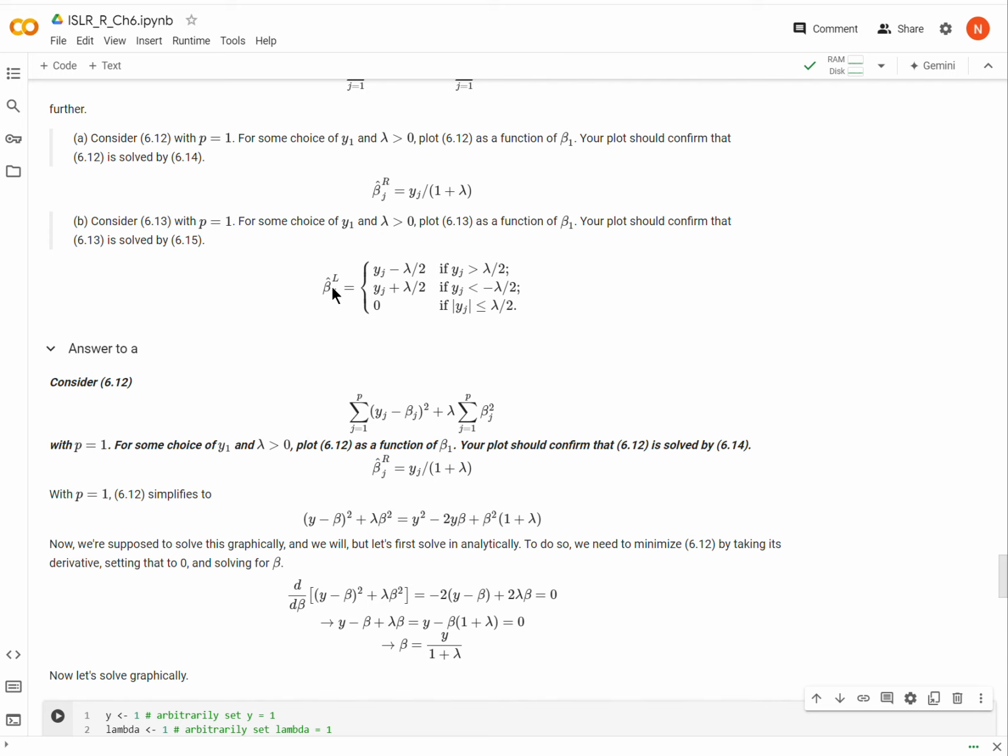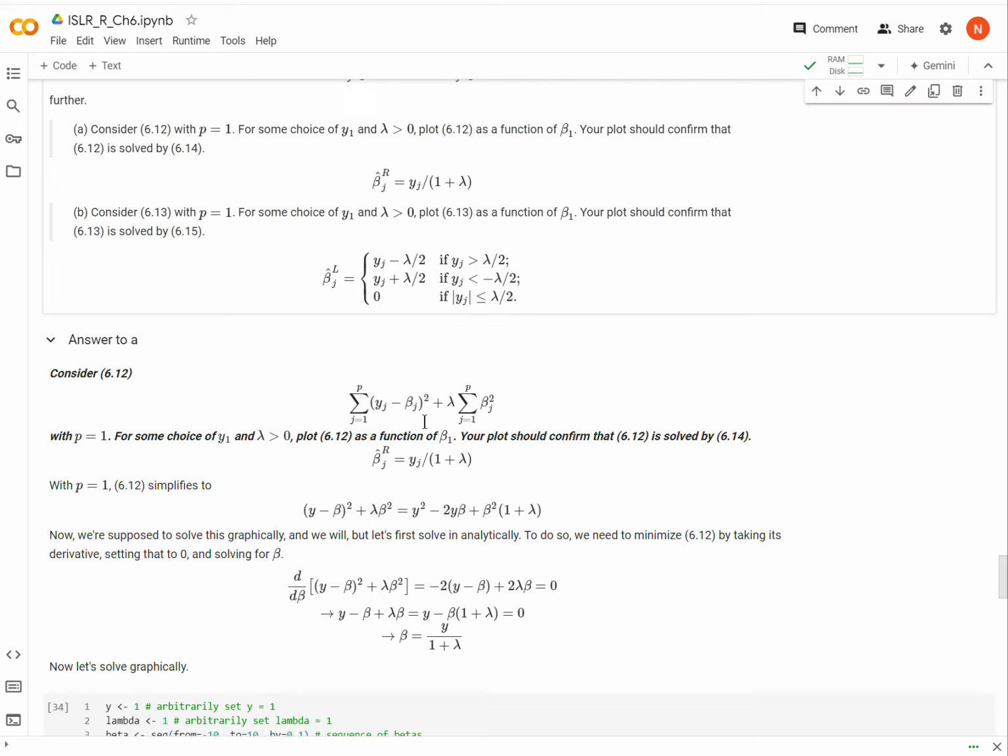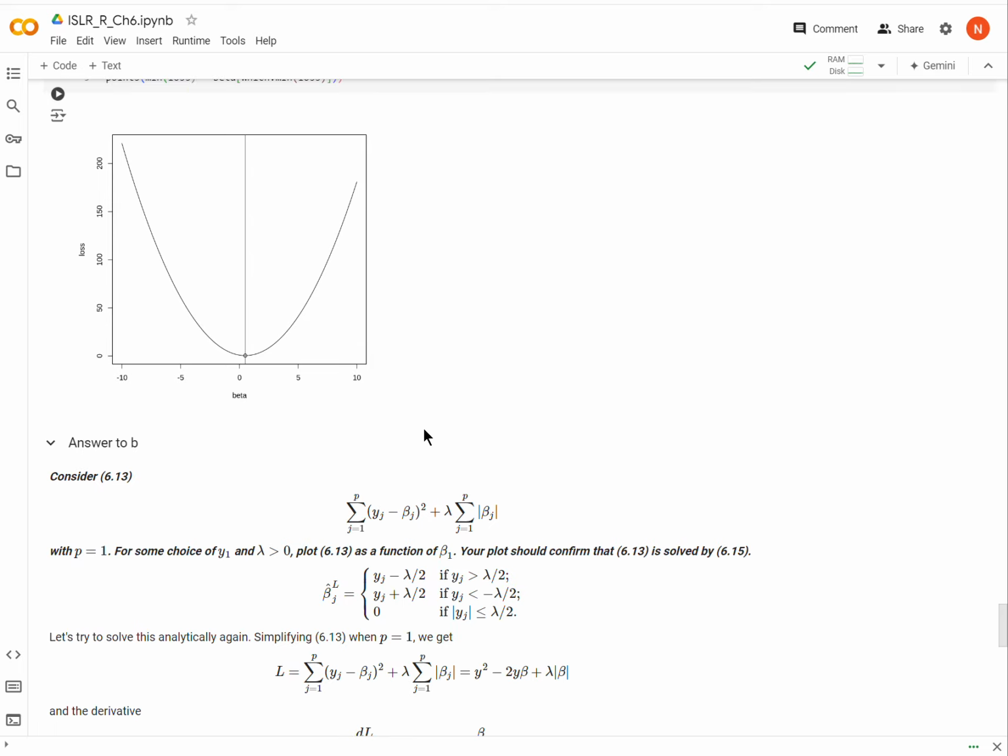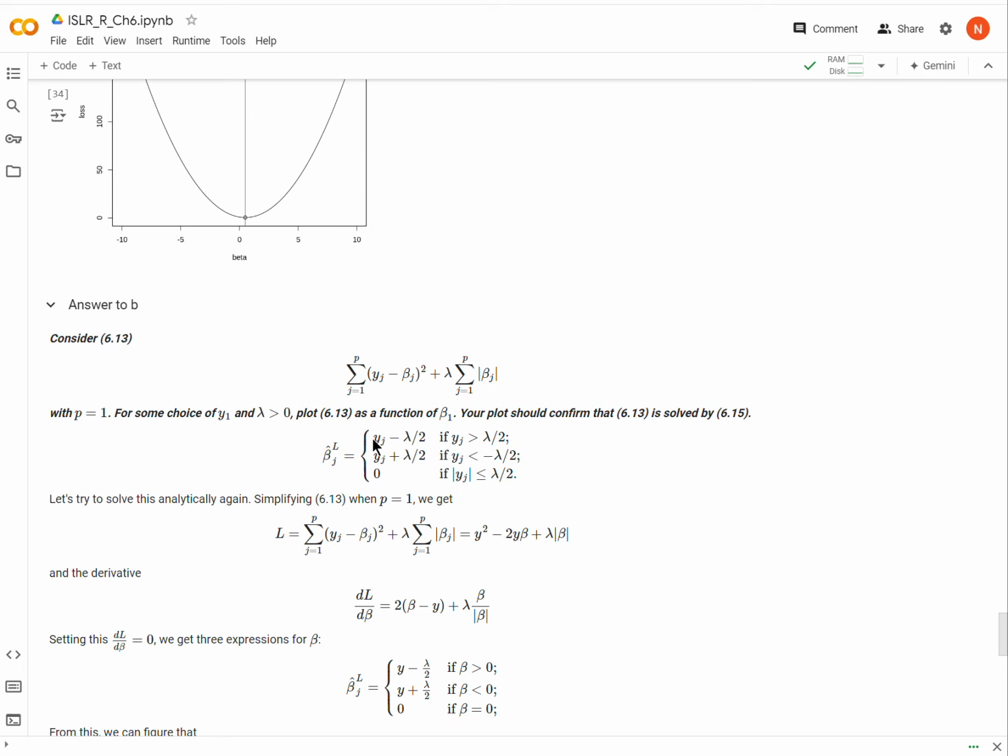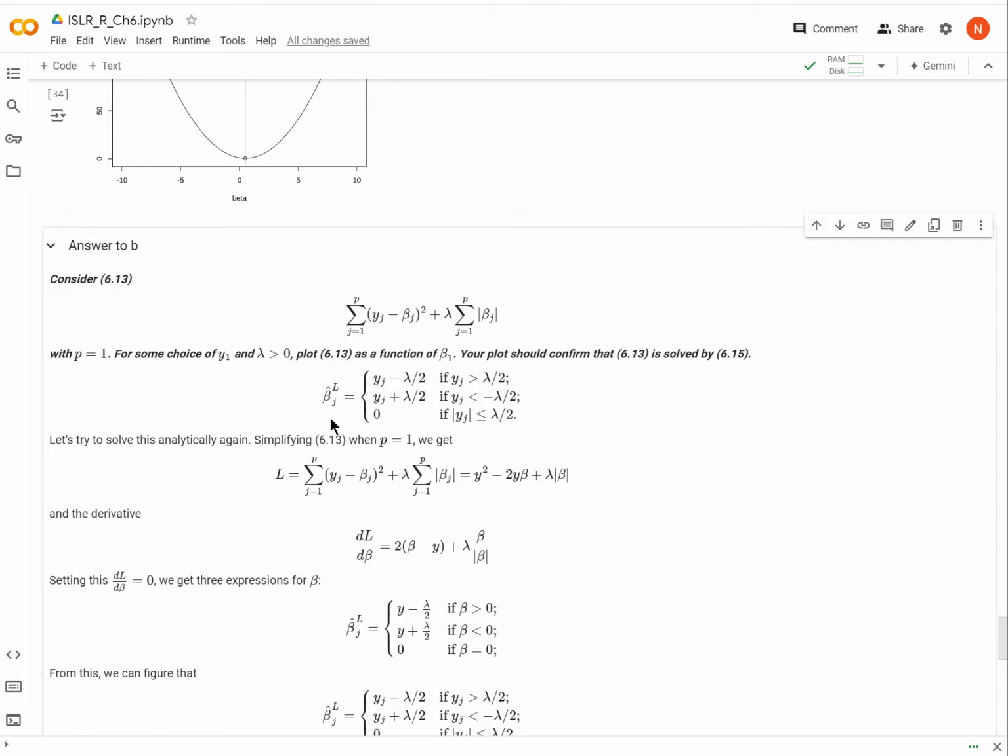Now we're going to do the same thing for lasso regression. So this. Now this one looks a little bit more challenging because we see that beta is kind of broken up into these different segments here, depending on the relationship between y and lambda. But we're still going to try to first solve this analytically, even though the question doesn't ask us to.